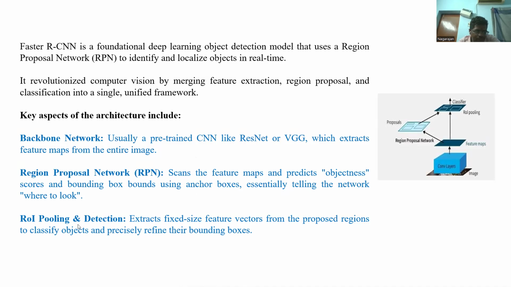Then there will be ROI pooling and detection, because it always extracts a fixed-size feature vector from the region to classify the object and accurately refine its bounding box also. After getting to implementation, you can get more details here.